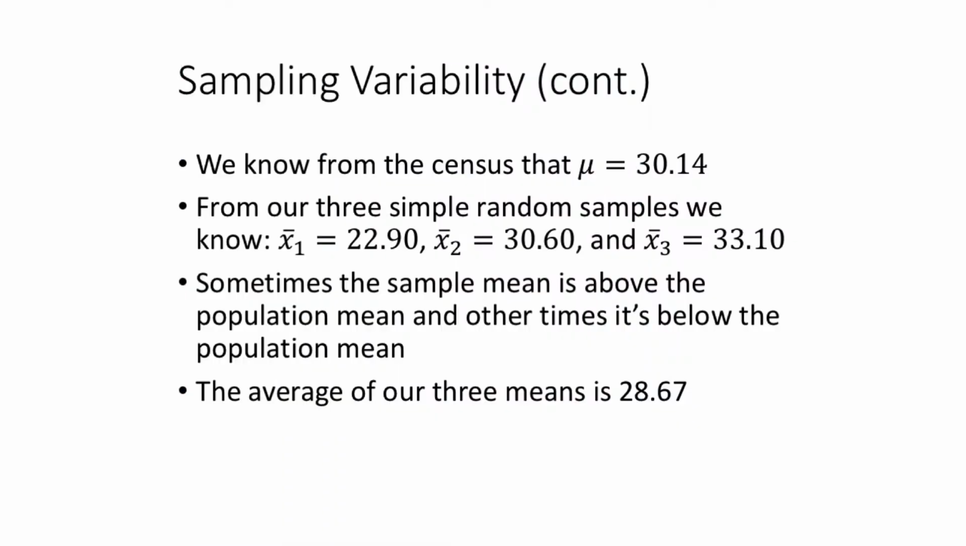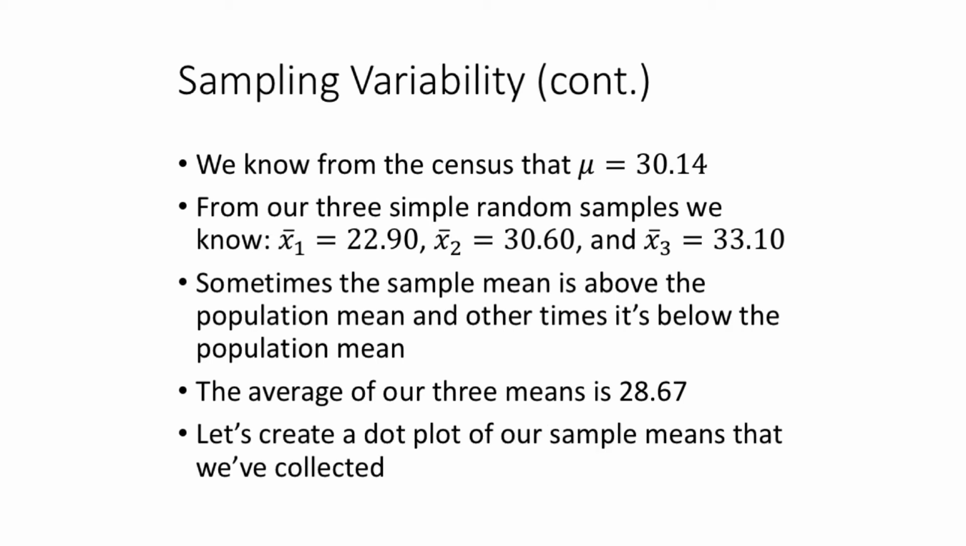mean. But if you notice, if you take the average of these three sample means, 22.9, 30.6, and 33.1, and divide by 3, you get 28.67 years, which is pretty close to that population mean of 30.14.